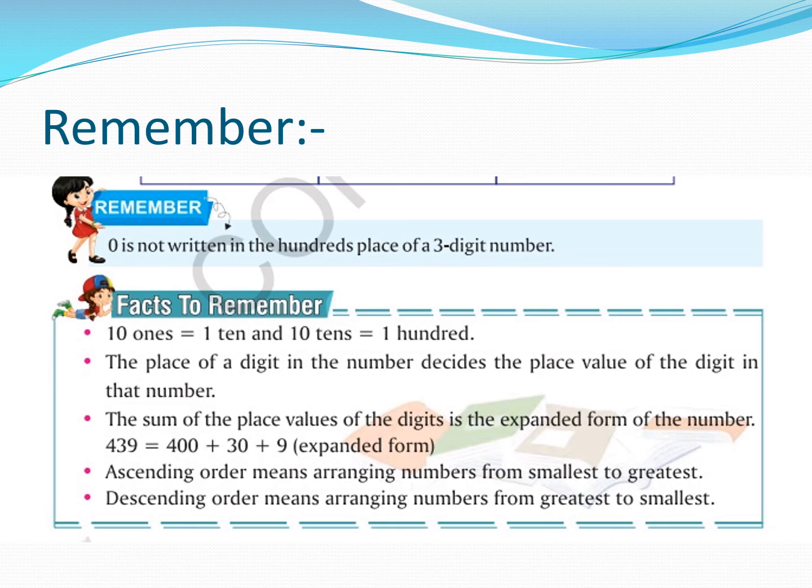Facts to remember: 10 ones is equal to 10 and 10 tens is equal to 100. The place of a digit in the number decides the place value of the digit in that number. The sum of the place values of the digits is the expanded form of the number. That is, 439 is equal to 400 plus 30 plus 9. This is the expanded form. Ascending order means arranging numbers from smallest to greatest. Descending order means arranging numbers from greatest to smallest.